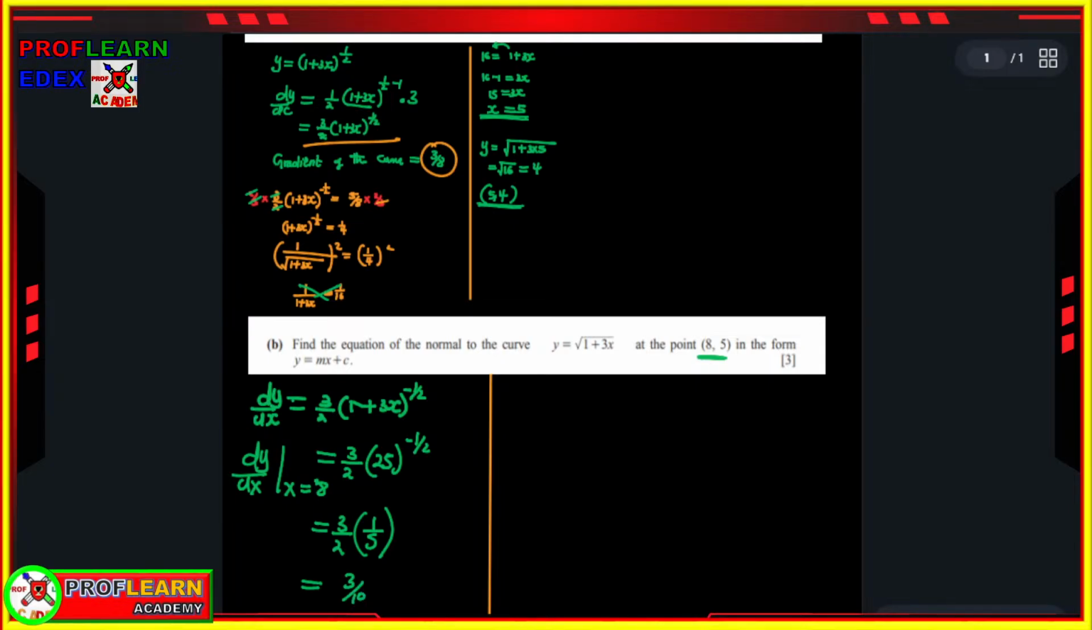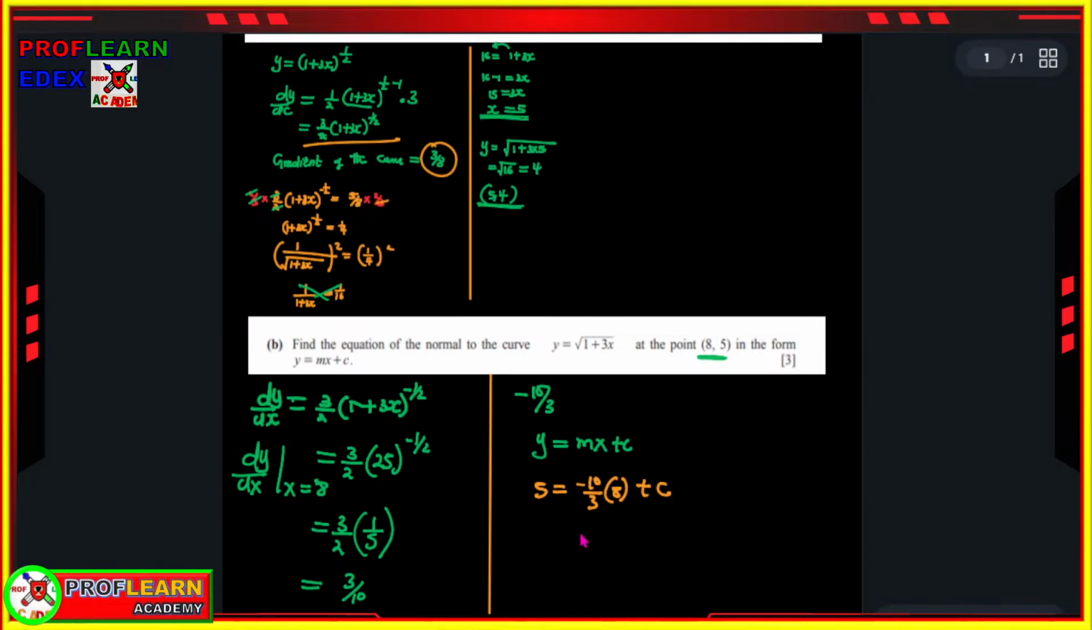Then the gradient of the normal is going to be negative 10 over 3. That will be the gradient of the normal at that given point. So the equation of the normal is going to be y equals mx plus c. So you shall substitute 5 is equal to the gradient, which we have gotten as negative 10 over 3, times the value of x, which is 8, plus c.